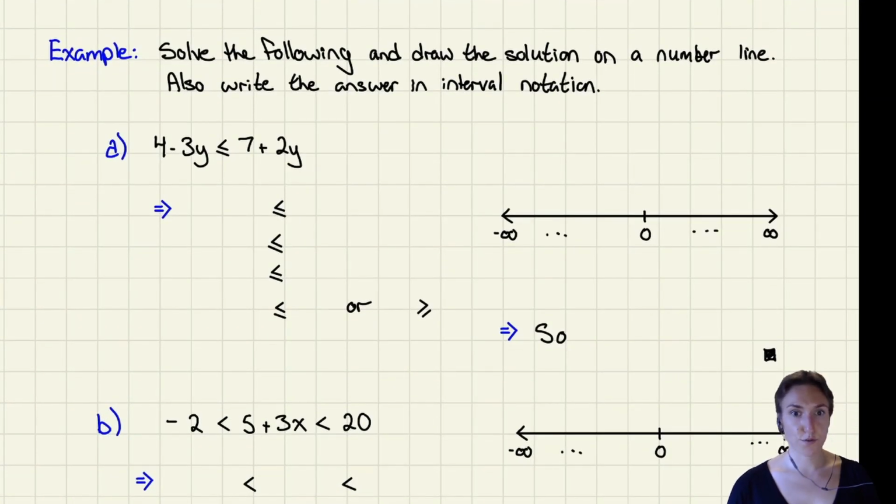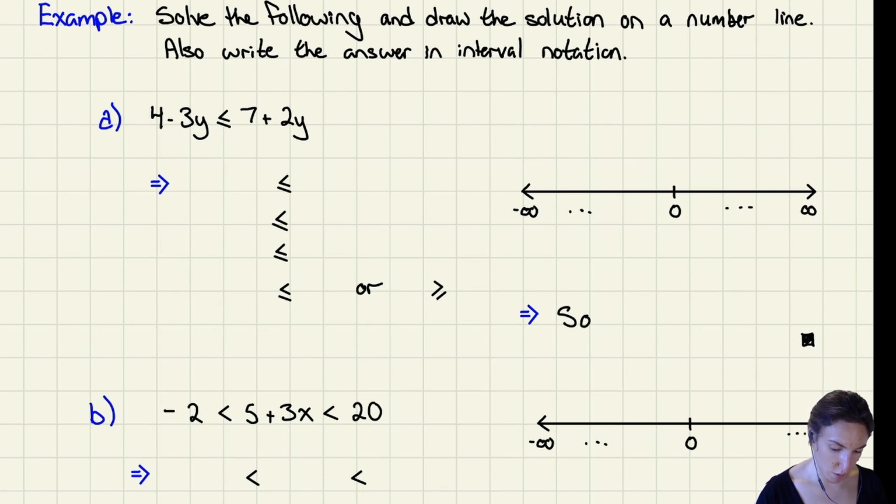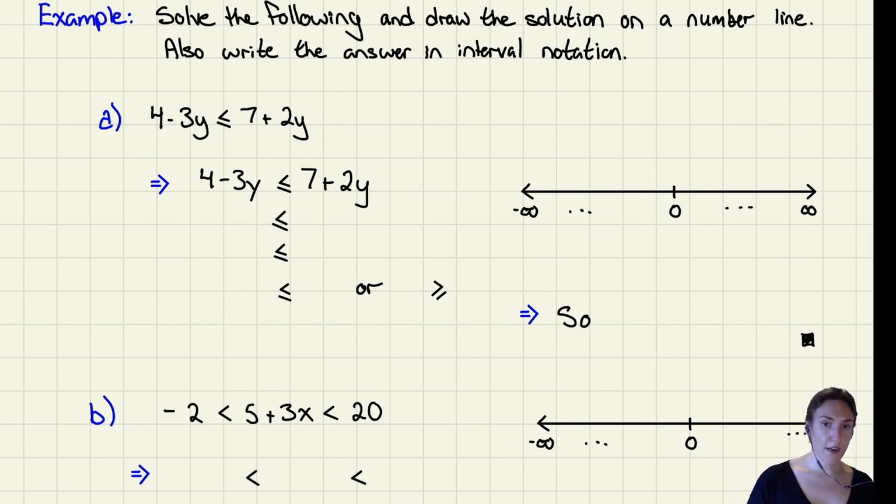Now let's try to do a problem. Let's see how it works with some numbers. So solve the following and draw a solution. So we're going to talk about the interval notation, the inequality notation, and the number line notation. Okay, so we have this inequality where we're told that 4 minus 3y is less than 7 plus 2y. We're going to bring all the y's onto one side and all of the constants onto another side. Okay, so because I want to avoid negatives on the one side, that's fine. You can pick whatever you want.